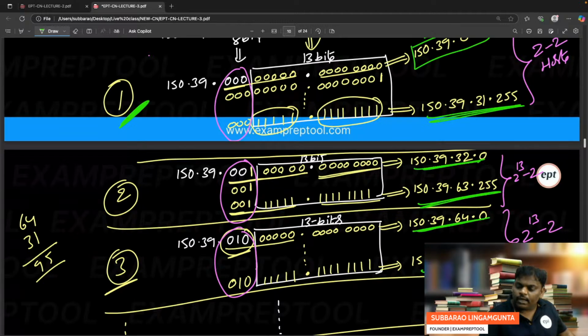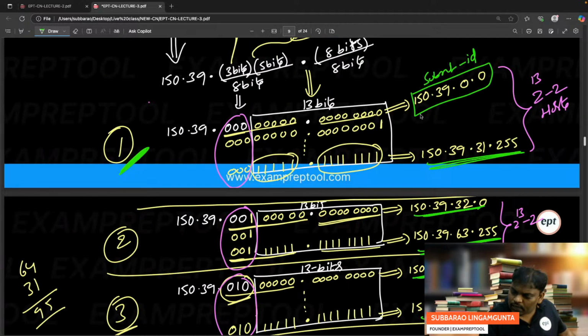Some people are asking, sir, what about the first host? Can you see this one? Everything is the same. Just write one increment here, 0 followed by the next one. Sir, what about the last host? 150.39, same thing you write. 31, same thing you write. 254, it is the last host.